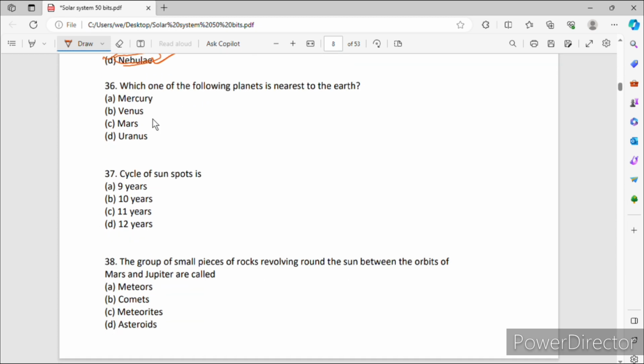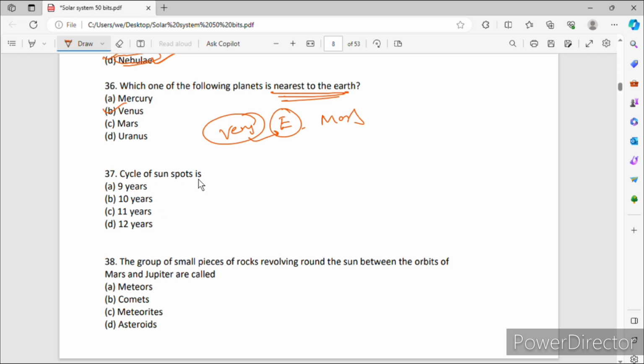And see the next question, which one of the following planets is the nearest to Earth? See, nearest to Earth, actually we know Earth is in between Venus and Mars. And if you see distance wise, the Venus is nearer compared to the Mars. So Venus is the correct option. That means B is the correct option.